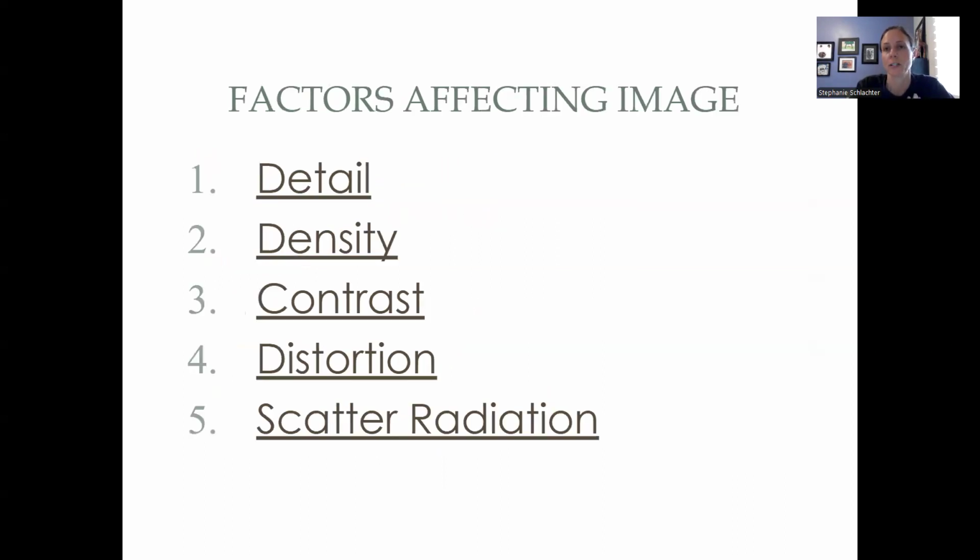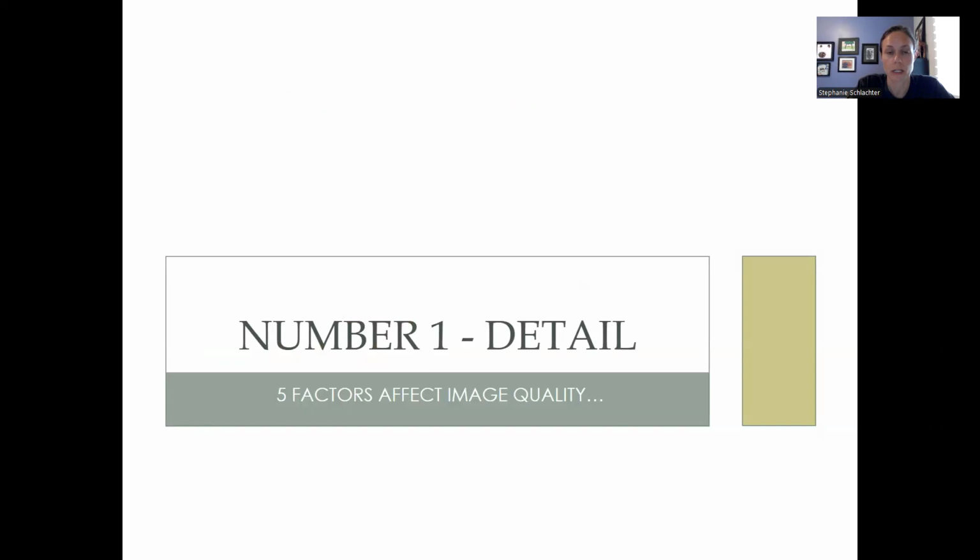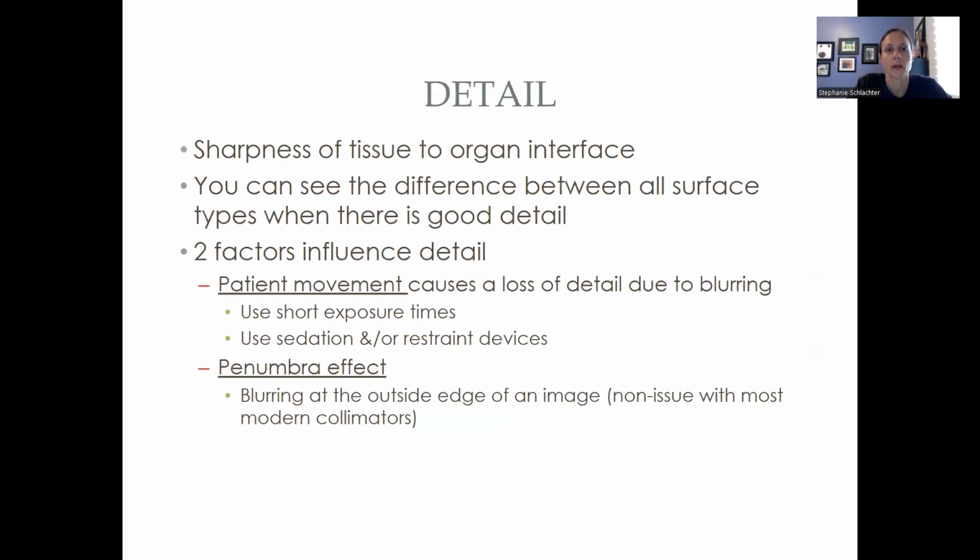So there's five main factors that affect the quality of an image. Those are detail, density, contrast, distortion, and scatter radiation. So we'll go through each of those individually. The first one we're going to talk about is detail. Detail is defined as the sharpness of tissue to organ interface.